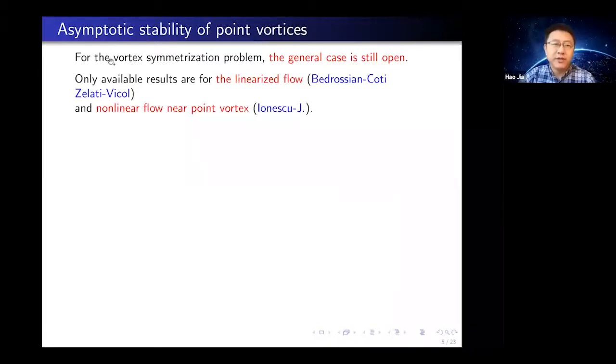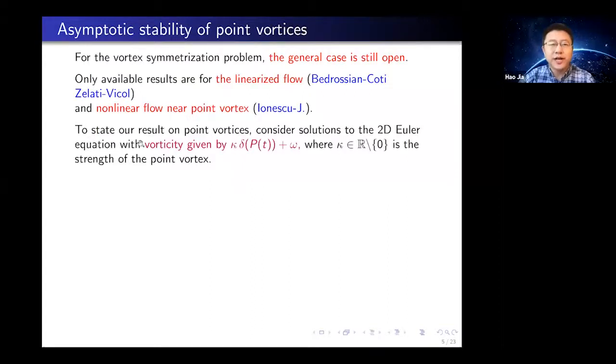So to begin with, for the vortex symmetrization problem, let me make it very clear that the general case is still open. Okay, the nonlinear problem is still open. We have some partial results. The first one is due to Bedrossian, Coti Zelati, and Vicol on a linearized flow, which basically proves that for the vortex symmetrization, at least on a linearized level, the vortex symmetrization happens. But for the nonlinear problem, we only have the result when the vortex is not arbitrary. The vorticity field is not arbitrarily distributed, but rather just a point vortex. So you have a point vortex in the center, and then you perturb that.